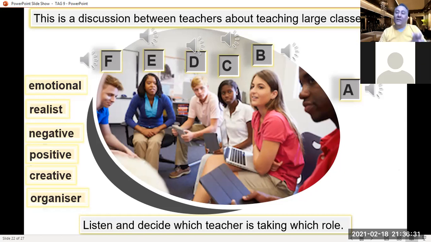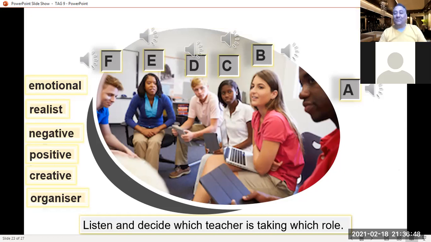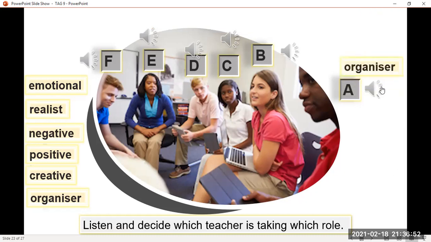This is someone who likes to make plans all the time. So this kind of teacher is, I think, realist or organizer, one of the two. And I think he is organizer. Organizer. Okay? Listen again, and you will hear something that he said that indicates his organizing way of working.